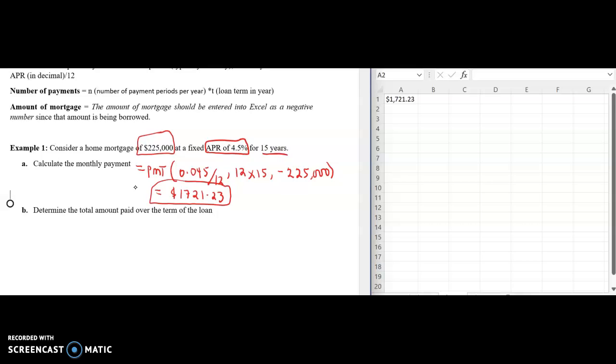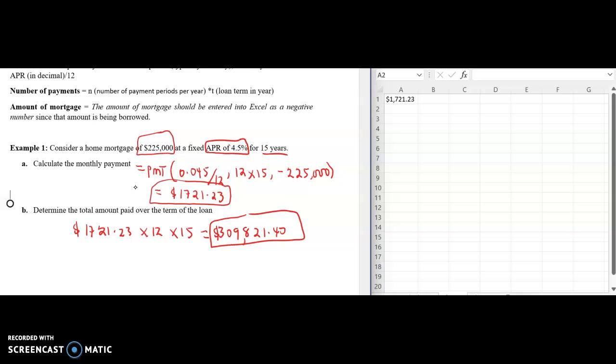Now we want to find the total payback. So if you make this payment every month for 15 years, your total payback, so you take the PMT value from part A, which is 1721.23, you multiply by the number of payment periods per year, which is your N, and that is 12, and the loan term, which is 15. So when you do that, this will come out as $309,821.40.